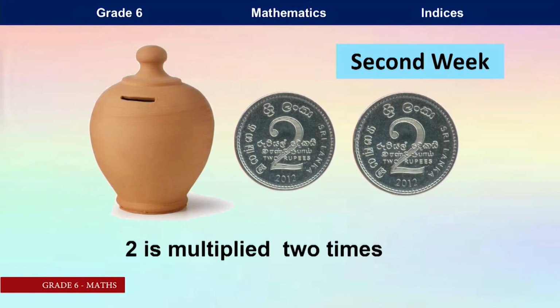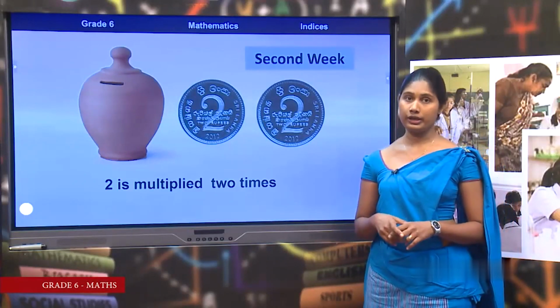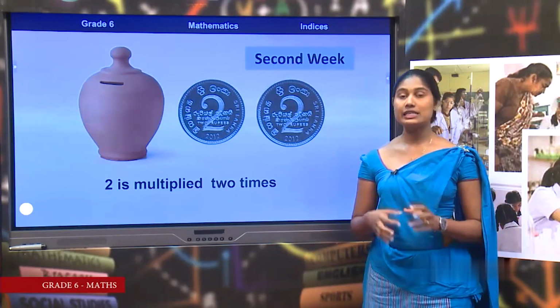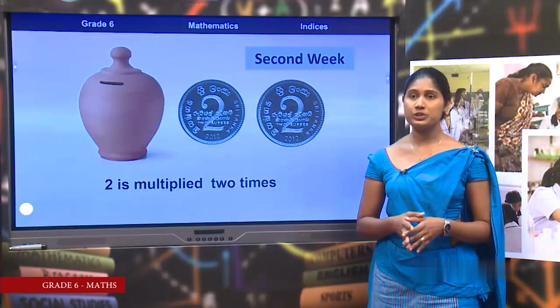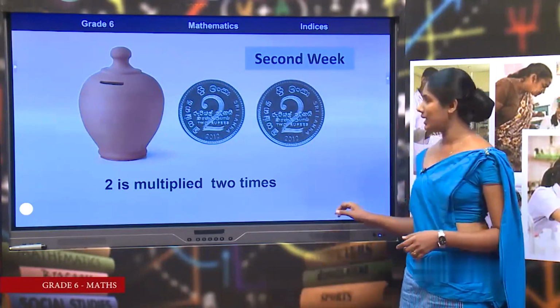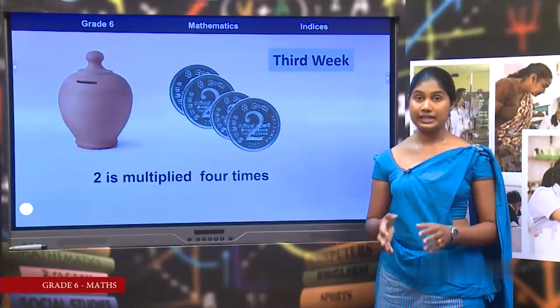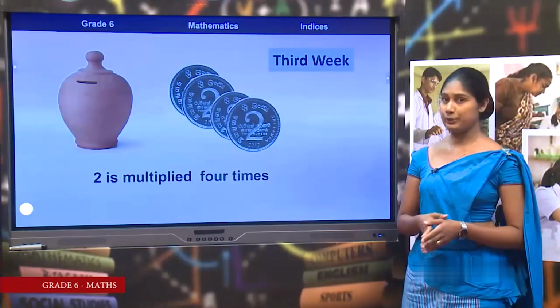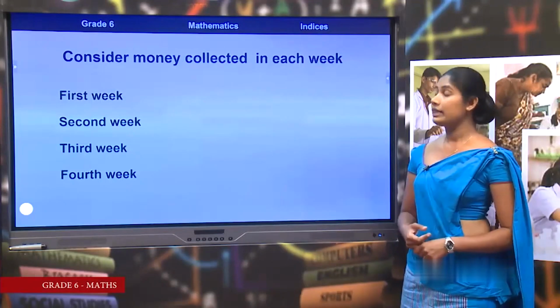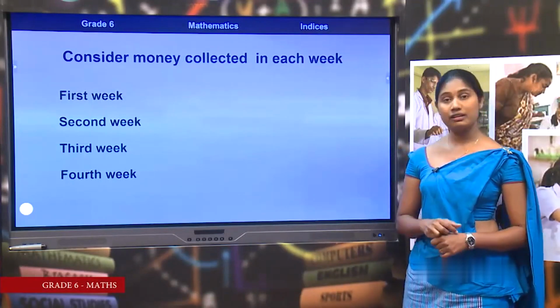Now, dear children, I have put only one 2 rupee coin in the first week. Then, in the second week, I have to put twice of the first week. That means, how many rupees do we have to put? 4 rupees. When we consider the third week, that is twice of the second week. In the second week, I have put 4 rupees. Then in the third week, I have to put twice of that. That means 8 rupees.